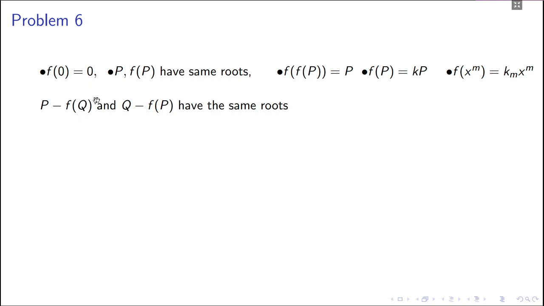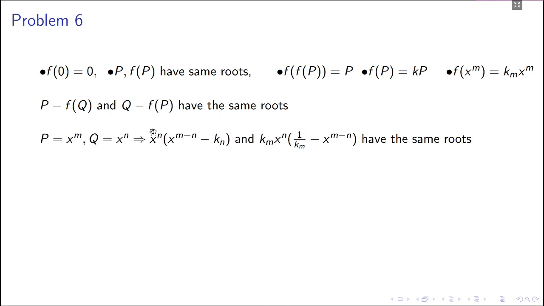Again I have this relation, and I will try to use it. Put p equal to x to the power m, q equal to x to the power n, and you just put it in that, and you get these two terms have the same root. You just pull out one factor, so the other factor must be the same, and what you get is that since these two are the same, kn is equal to 1 by km. And what you eventually end up with is that kn times km has to be 1.